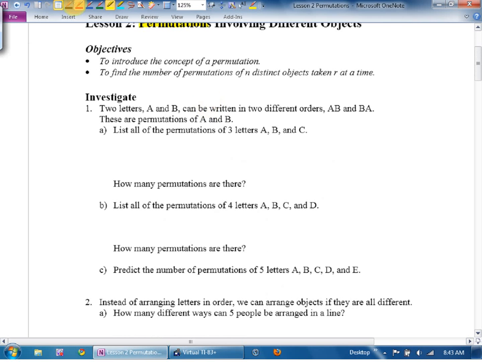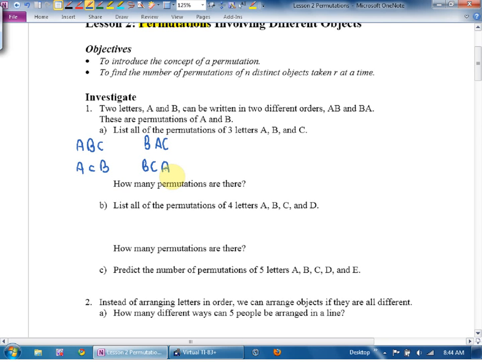Investigate, it says. Two letters, A and B, can be written in two different orders, AB and BA. These are the permutations of A and B. Permutations, Justine asks, how many ways can you mix stuff up? Okay. List all of the permutations of three letters A, B, C. I would probably do it systematically. I would go, well, you can go A, B, C, and A, C, B. Those are all the ones that begin with the letter A. What other letter could you begin with? Okay, so you could go B, A, C, and B, C, A.